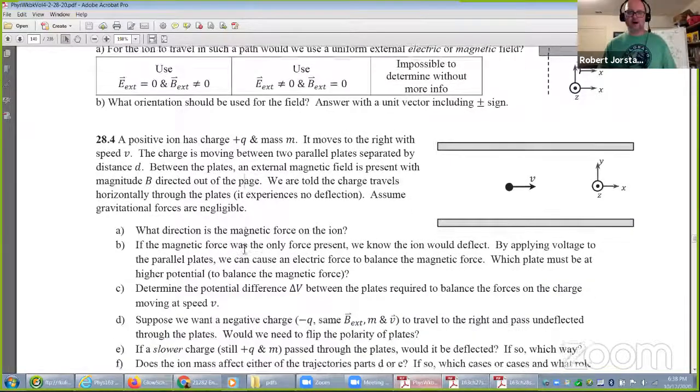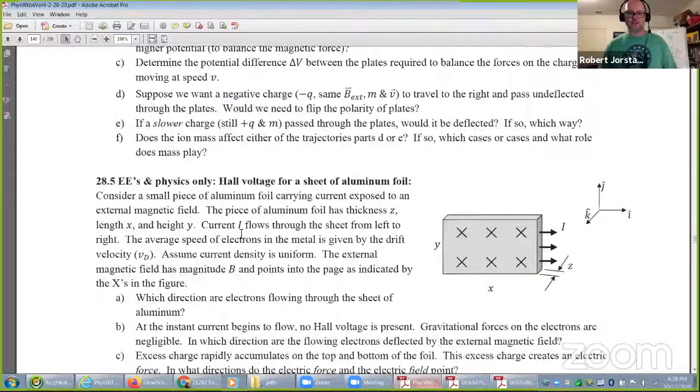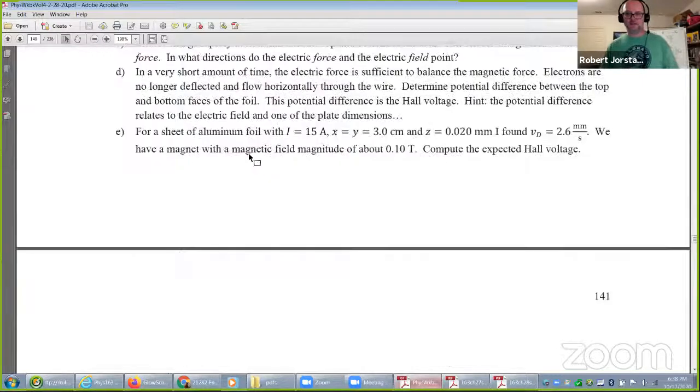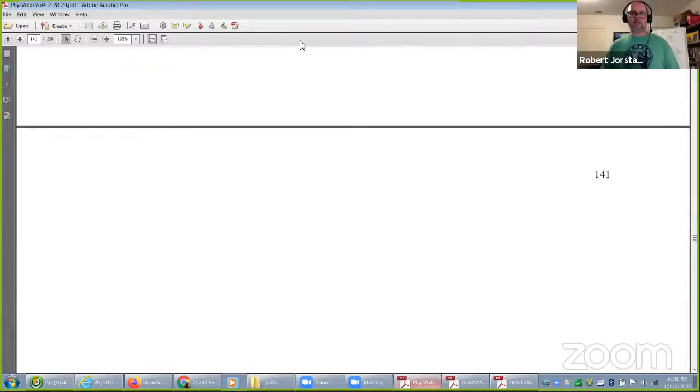So if you want, you could, in theory, actually read up to this point. Maybe you wouldn't want to do this, but if you're an electrical engineer or physicist, you might read up to 28.5. All right, let's call that good.